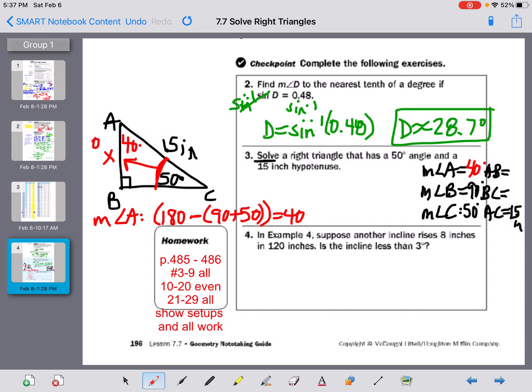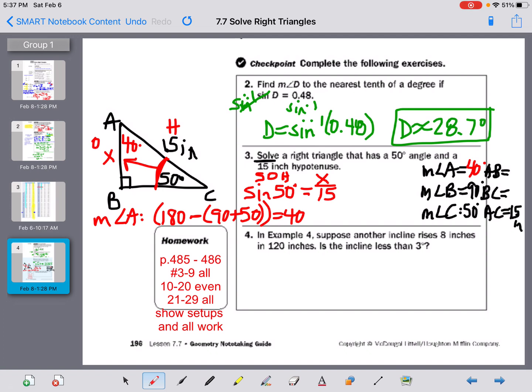The other thing they gave me, though, was the hypotenuse. So if I have a little O and H, I'm going to say the sine of 50 equals my opposite, which is X, over my hypotenuse, which is 15. I want to get X by itself.